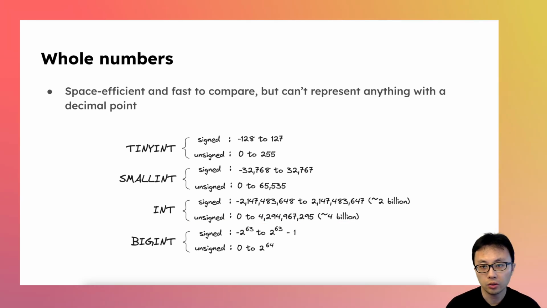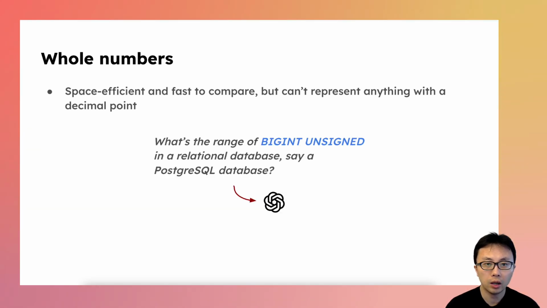I have listed the ranges of each type of whole numbers here, signed and unsigned. But don't ever try to memorize them, because it's pointless. If you ever need to know the range, you could rely on the help from generative AI tools. This is a perfect use case of ChatGPT considering how simple the question is.